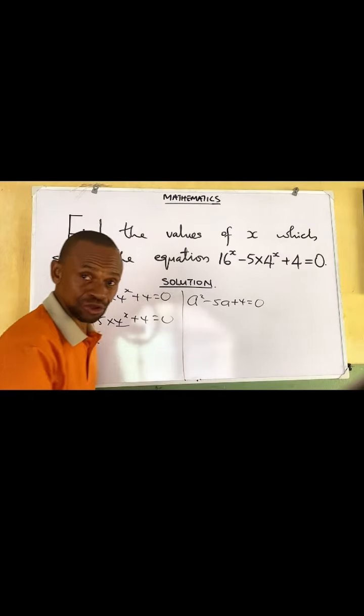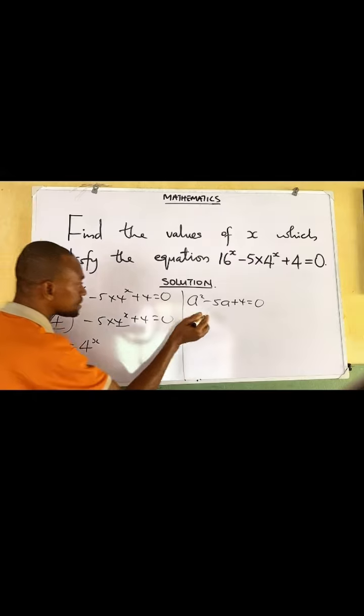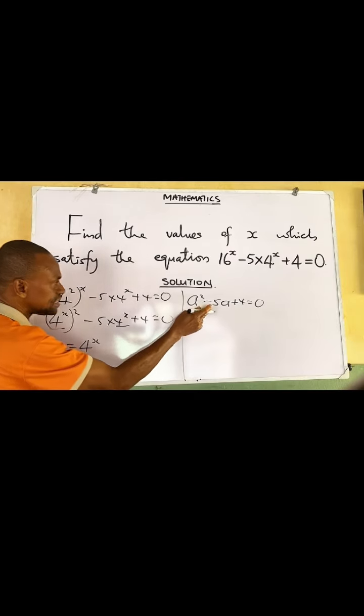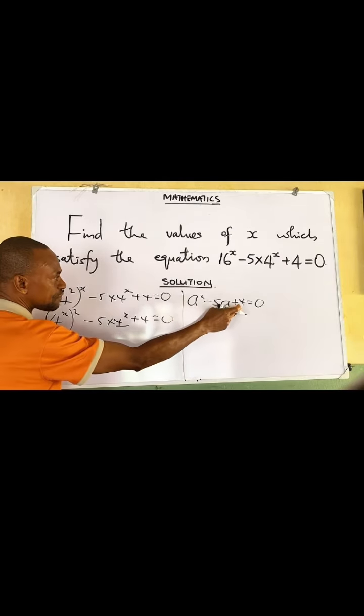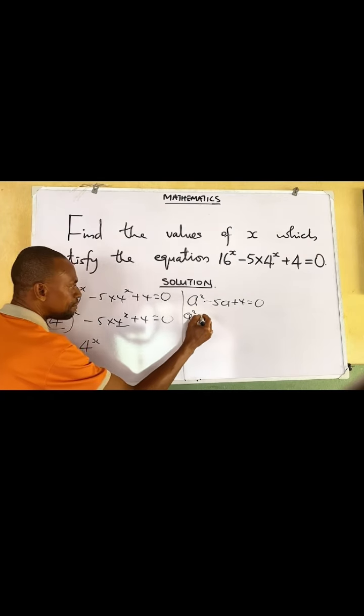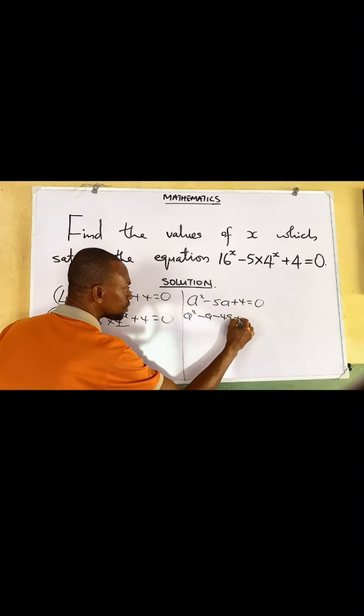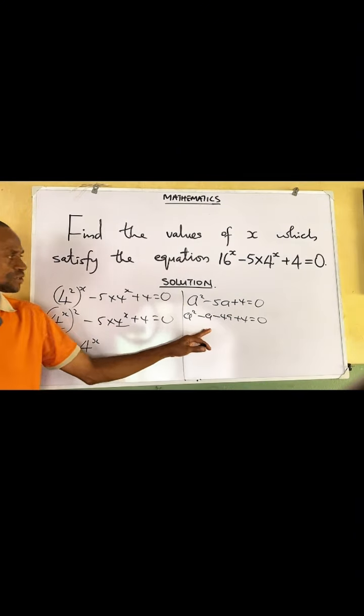Now we are going to solve this quadratic equation by factorization. So let's use the grouping method. As you can see, look at the middle term. If you split it, you have 4 and a. So by inspection, we say that a squared minus a minus 4a plus 4 equals 0. Now we can factorize by the grouping method.